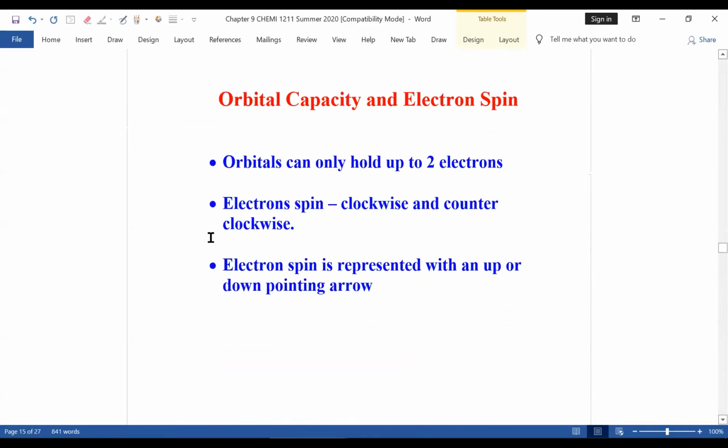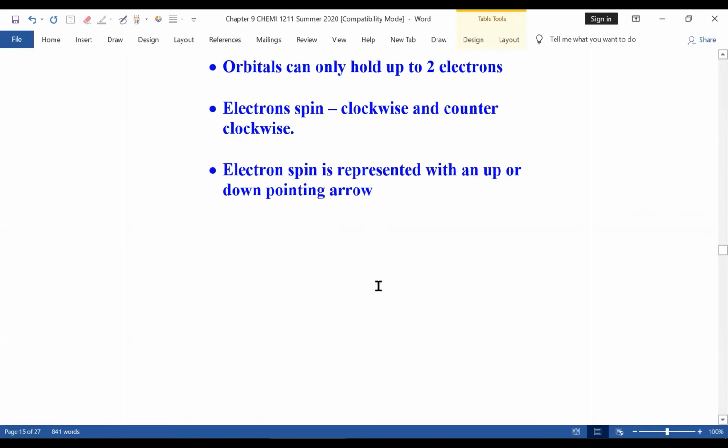Now, this page, I'm going to turn it off. I just want to cover it quickly. Orbitals are in the shells, and they can only hold 2 electrons. Electrons spin, and they can spin clockwise or counterclockwise. And because of that, they have a magnetic field. Therefore, you always put opposite spins, either up or down arrows, when you're showing what's called the orbital diagram. Good news, I'm not going to put that on the test because most students get it wrong anyways.